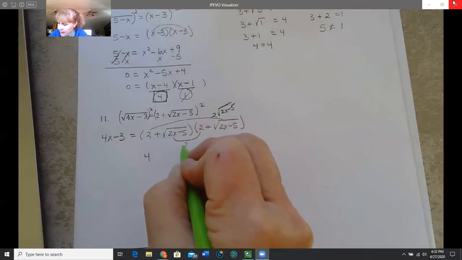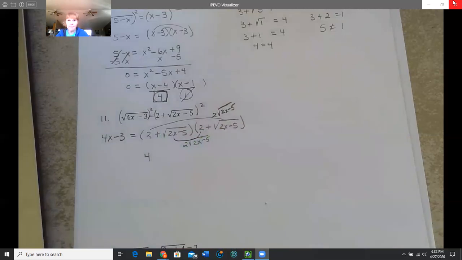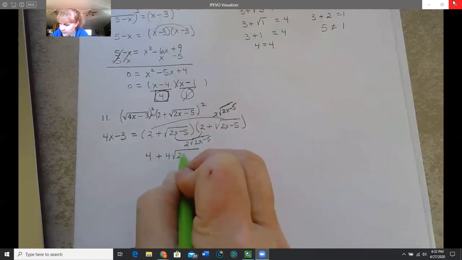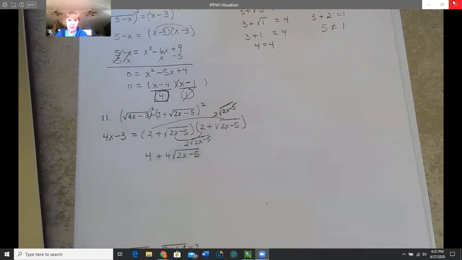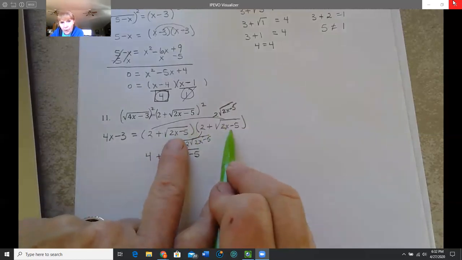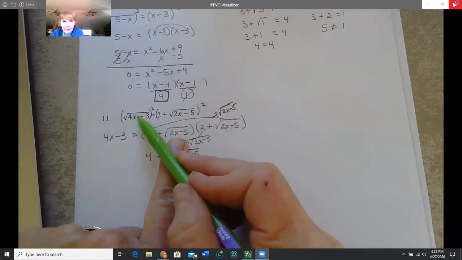And then you multiply these together. It's on the outside, 2x minus 5. When you multiply the insides, that leaves you with 4. And then you take the last times the last. If you take this square root times this square root, it's like squaring it.